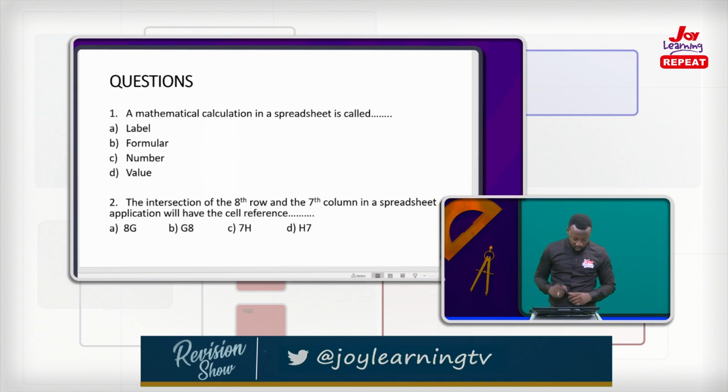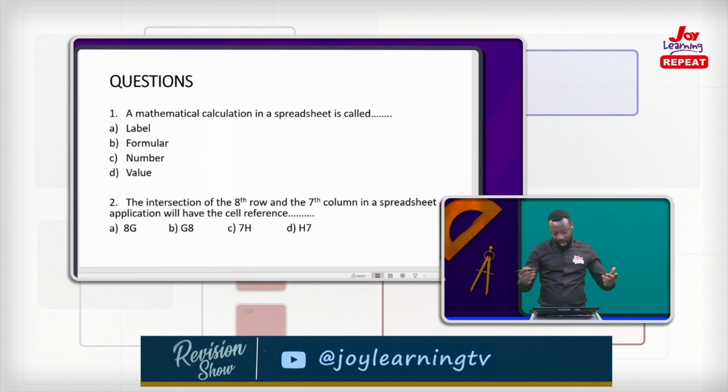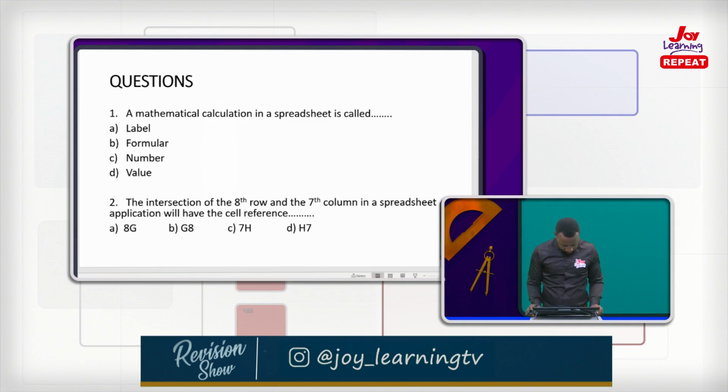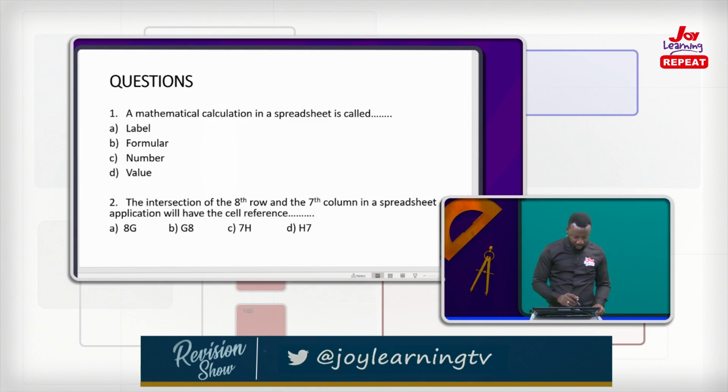Question 2. Caleb, why don't you try question 3? Osmanu just answered question 2 for us. But all the same, try question 2, then let's go back to question 3. I know you can do it. So what's the answer for question 2? G8. Very good.